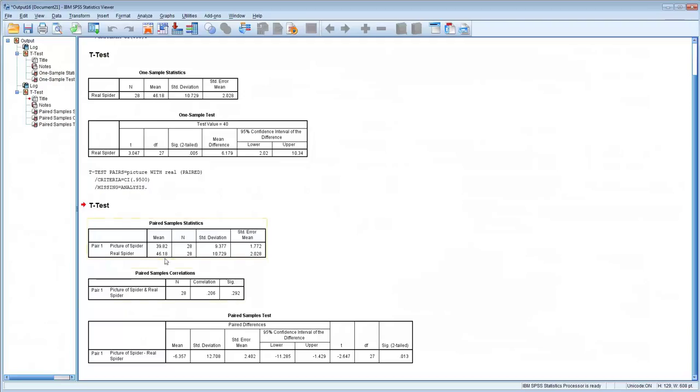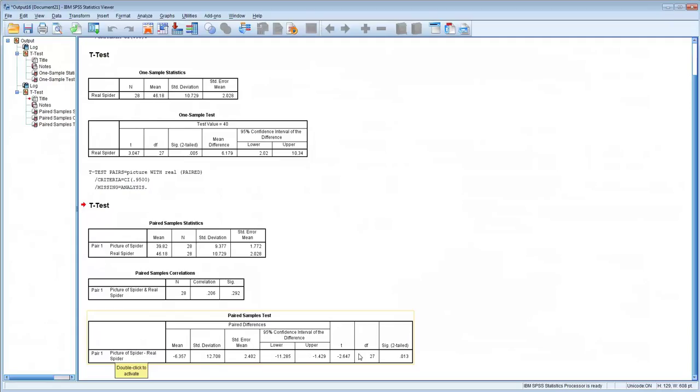And so when we look at the paired samples correlations, is there a correlation? This could be considered a small correlation between the two. This is not a significant correlation. The picture of the spider versus a real spider, the mean difference is 6, the standard deviation is 12.70, the standard error of the mean is 2.4.